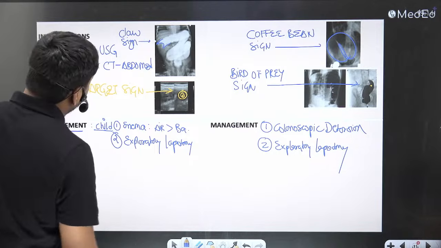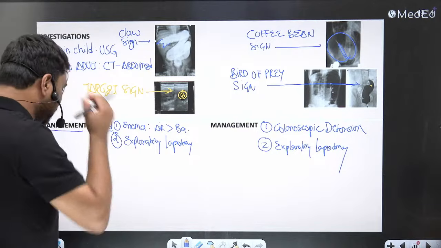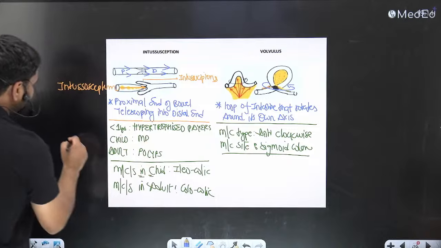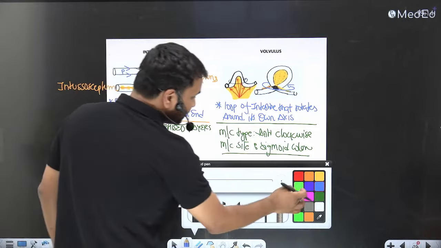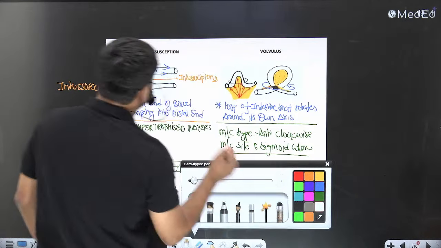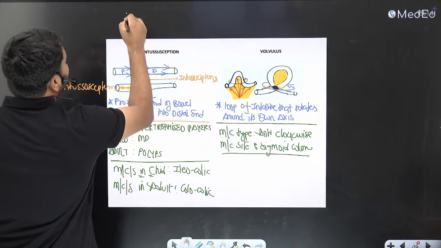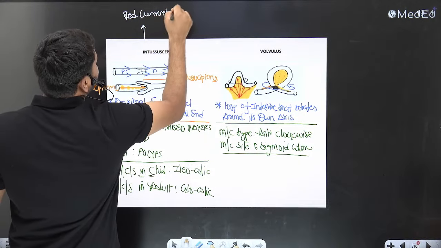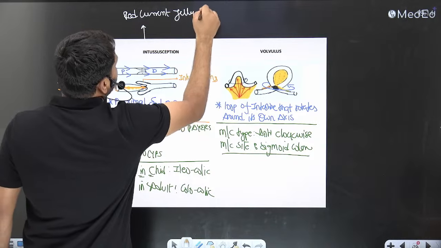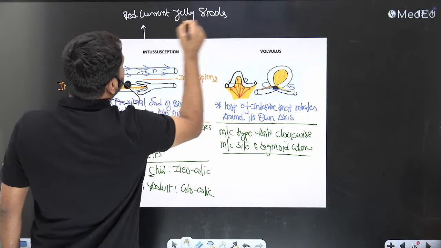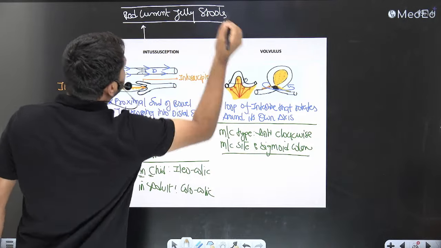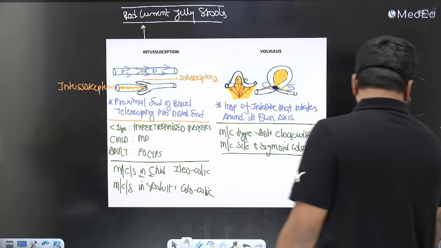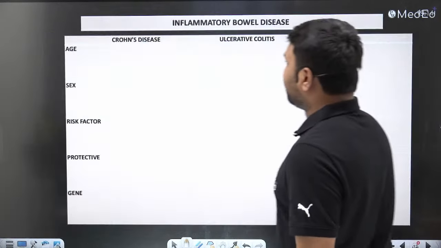Yes, somebody has pointed out correctly. In intussusception, especially in children, you will see a finding, that is, the presence of red currant jelly stool. Now, this red currant jelly stool is basically an indication of resolved intussusception. Absolutely correct, right? So these are the objectives in terms of intussusception and volvulus.